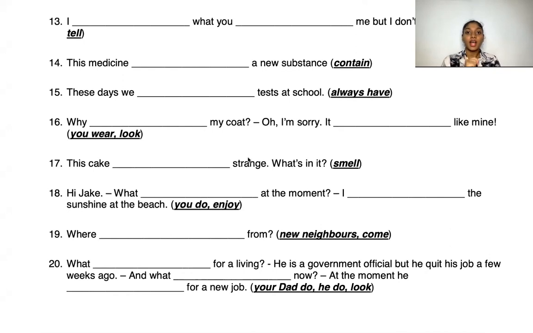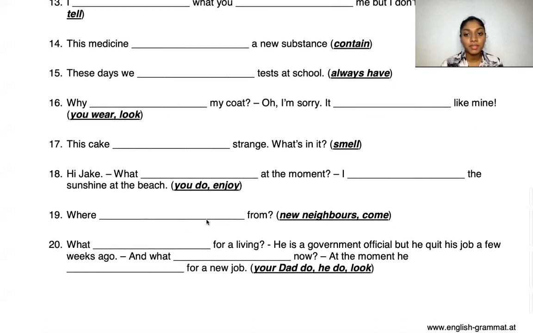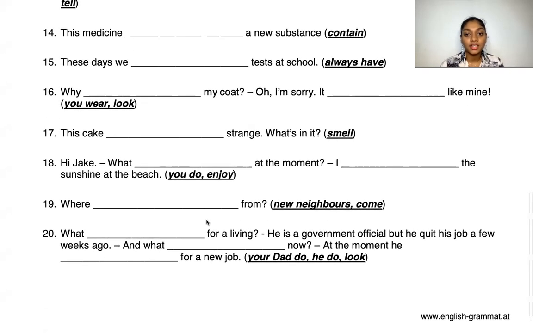Oh, I'm sorry. It looks like mine. ඒක මගේ එක වගේමයි. It looks like mine. Number 17. This cake strange. හරි අමුතු සුවඳක් එන්නේ. This cake smells strange. What is in it? Smells.